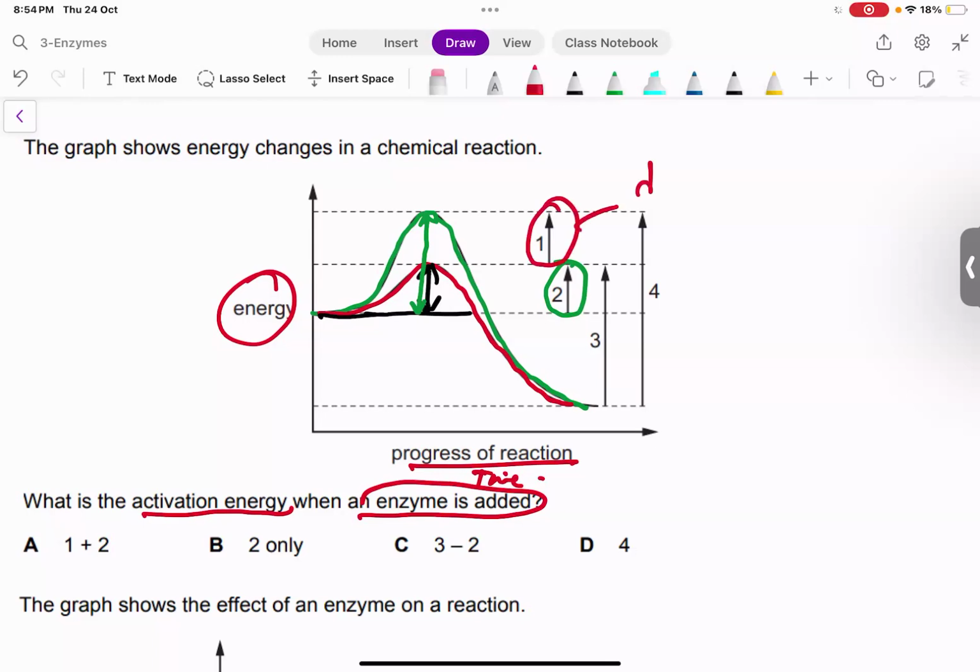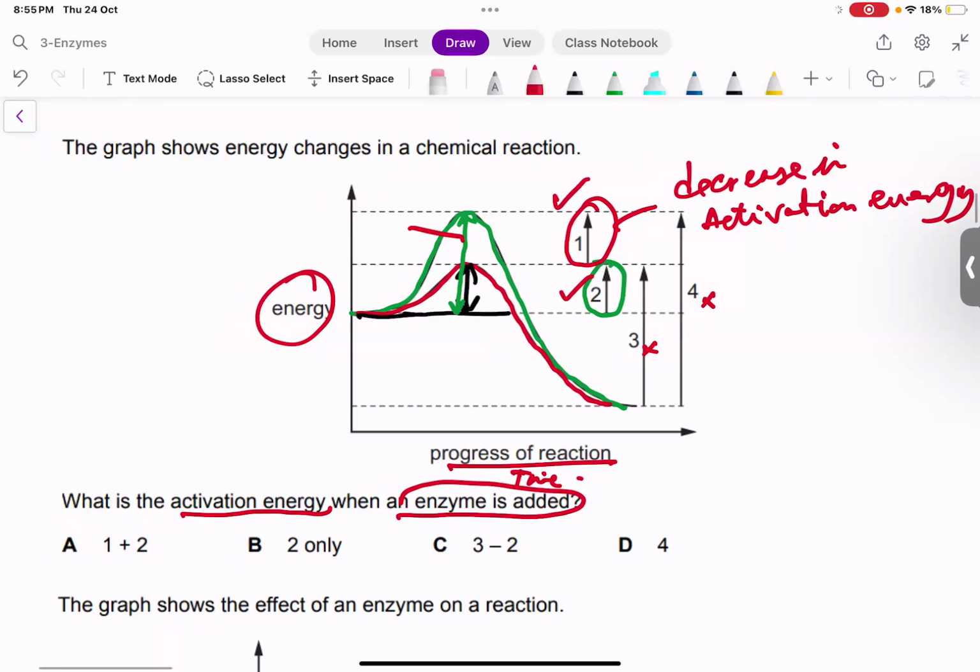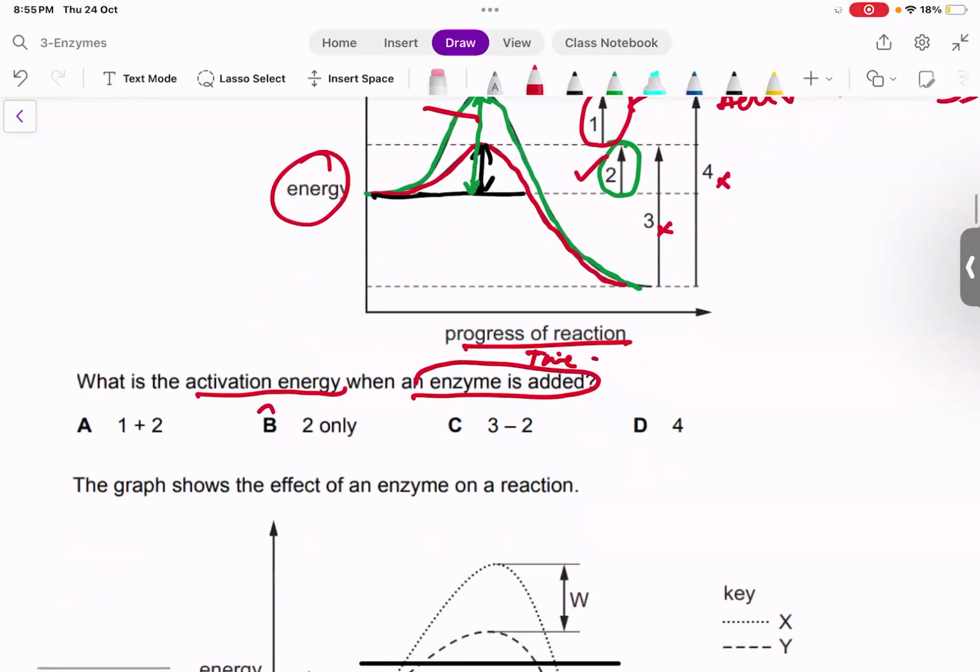1 is this decrease in activation energy. Okay. And what is 3? We don't need to know about this 3 and this 4 actually. Okay, so 1 is the decrease and 2 is the activation energy, or this could have been activation energy without an enzyme. So B is the correct choice in this case.